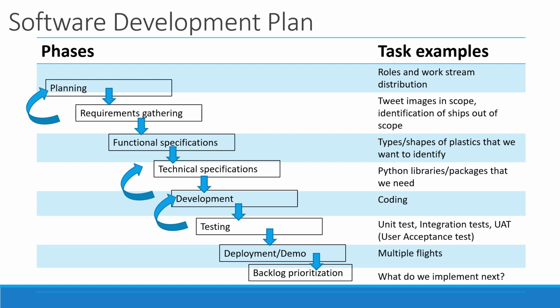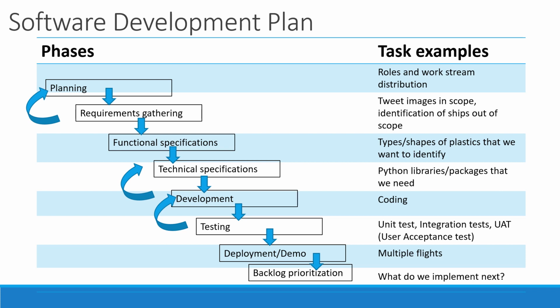Going down, we have functional specifications. This could be types, shapes of plastics that we want to identify, such as bottles or cardboard or paper. After functional specifications, we go down to technical specifications, which would be something like Python libraries or packages that we need, such as the one that we used for the Twitter.